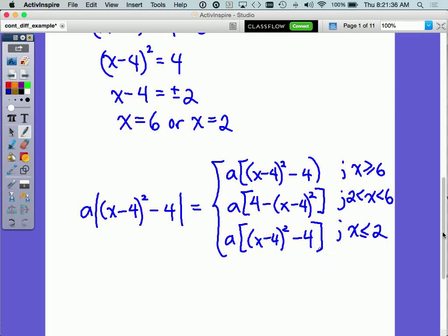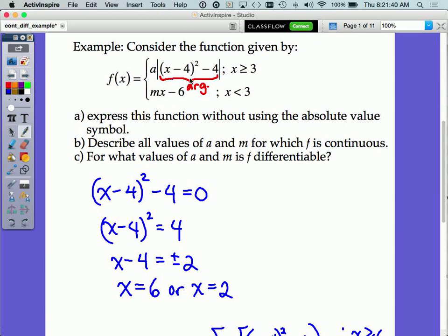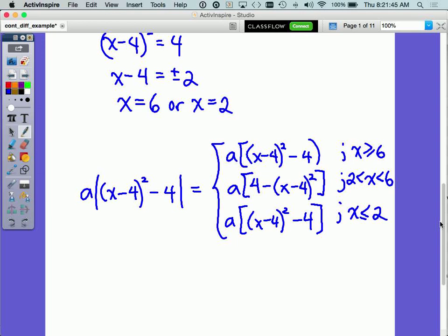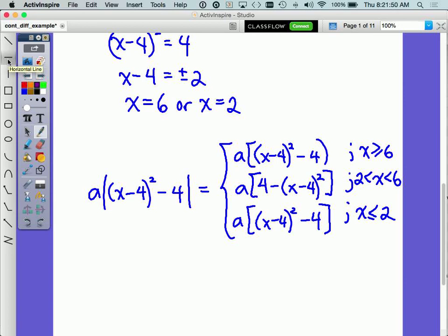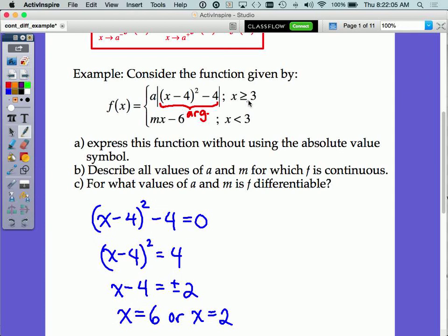Now if I go back up to my original function, I see that this only applies to x greater than or equal to 3. And so that tells me that x less than or equal to 2 is not really going to be necessary anymore. Okay, we're not going to use that part. So all of this we can ignore. It also tells me that from 2 to 6, what I'm really interested in is from 3 to 6, because this function only actually begins at 3. For less than 3, we've got this bottom function.